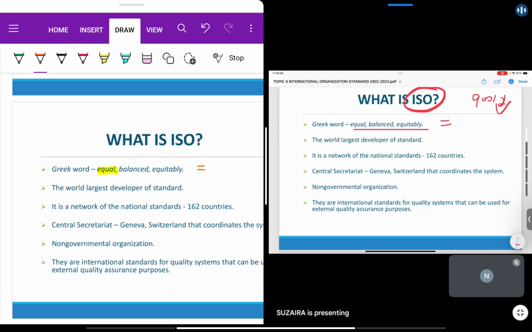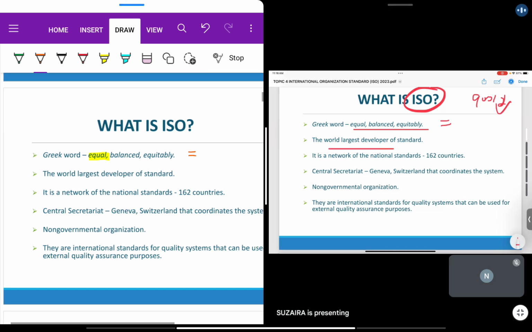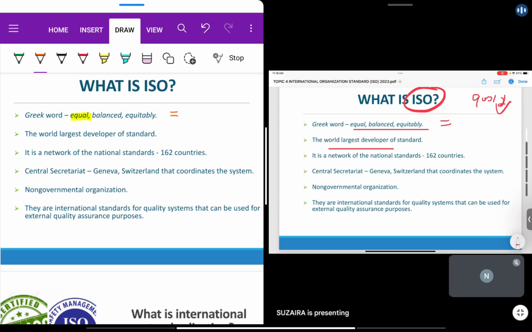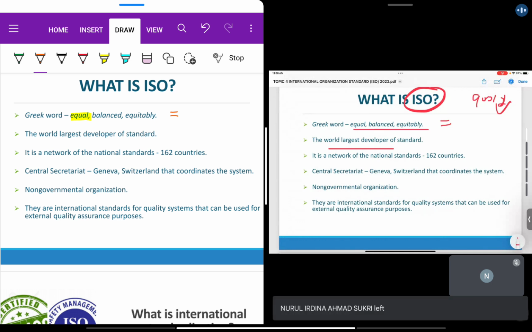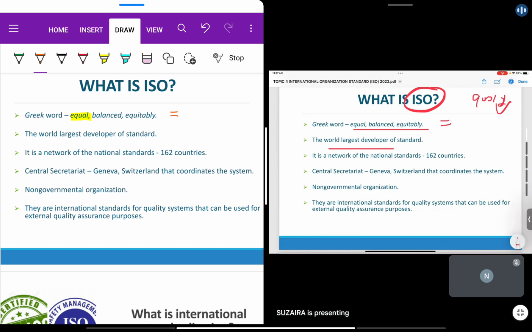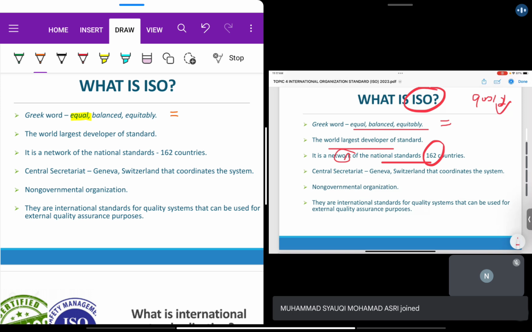So ISO is actually the world's largest developer of standards. We have lots of different standards. Whenever we talk about the food industry, we have the 22,000, one of them. And we also have the EMS 14,000. There are a lot more, probably you can scroll down later on. And then it is a network of national standards bodies, which consists of 162 members. But this number keeps increasing.